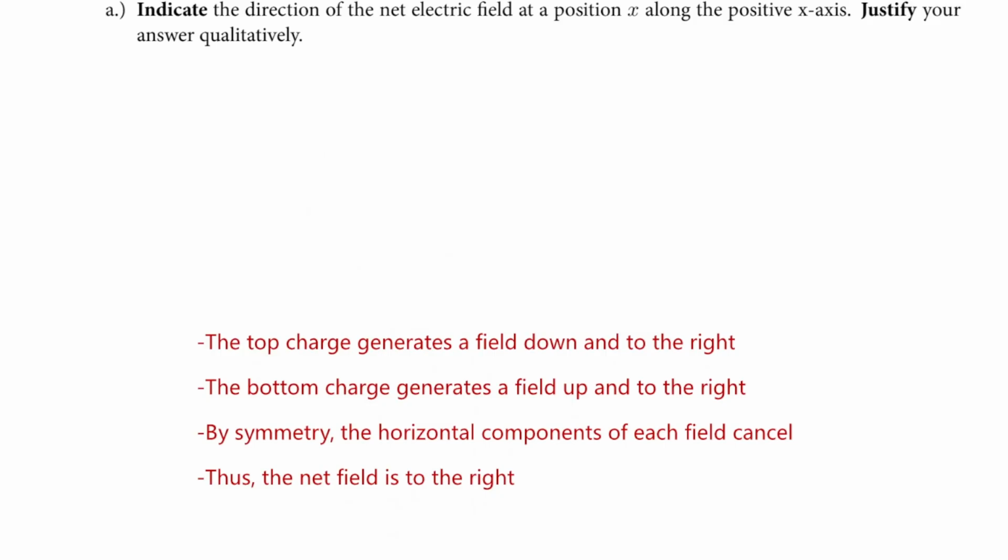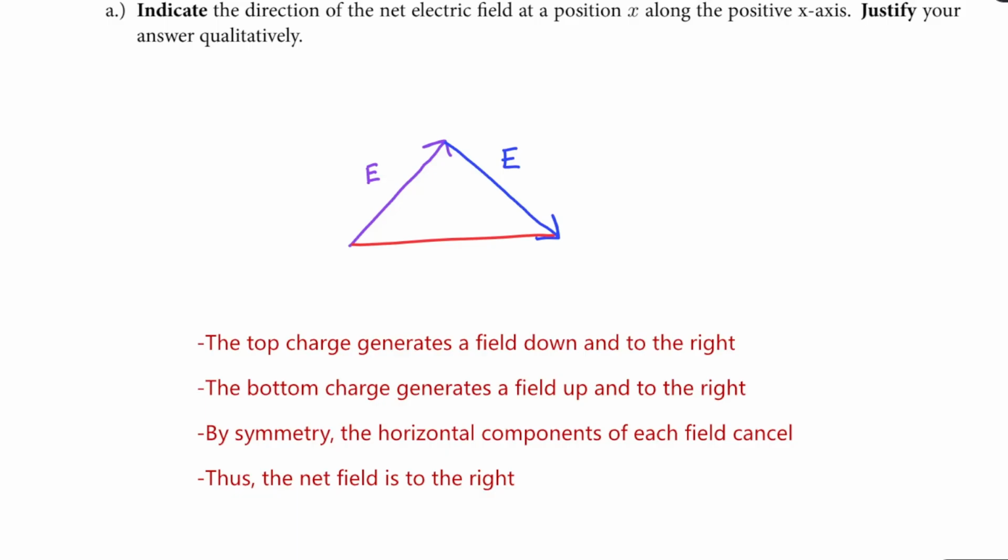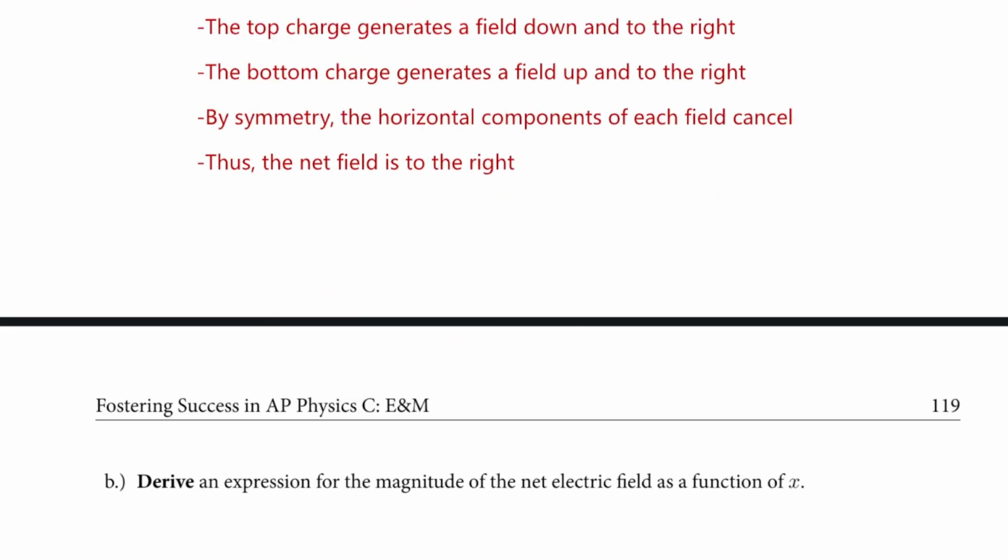So the top charge generates a field down and to the right. The bottom charge generates a field up and to the right. So these vertical components cancel, making us have a net field to the right. And if we'd like to prove it with some tip to tail vector addition, this is E. This is also E. That makes our net electric field just entirely horizontal.